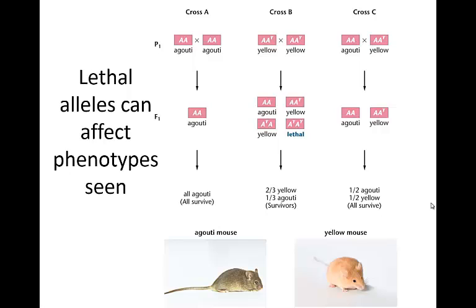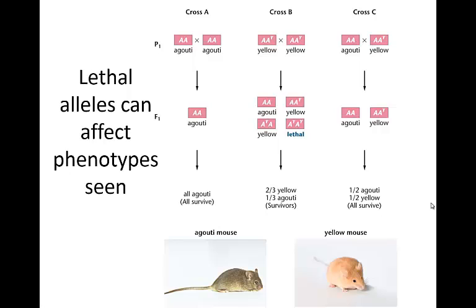So when you're thinking about lethal alleles, they can affect the Mendelian ratio. If those alleles are lethal, those organisms may not survive, and so the resulting offspring may give you a somewhat strange ratio that may not make sense at first. And so let's go through an example.